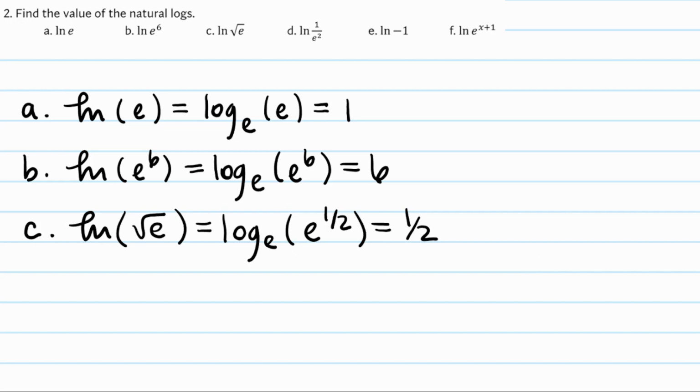Or you could look at it as the log base e and e to the 1/2. They kind of cancel each other off with that fundamental identity. However you're thinking, it's going to give you 1/2.